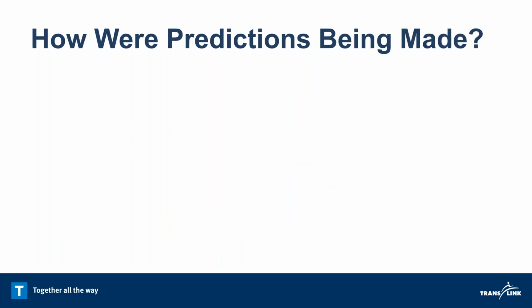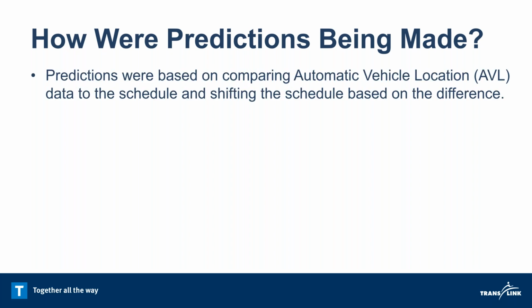Okay, so that's how the customer can get the NextBus information. But what exactly were we giving them? So the NextBus predictions were based on AVL data. And so if there was a difference between the bus leaving a stop and the scheduled time, that difference would simply be applied to the schedule. So for example, if a bus was 2 minutes late at a stop, our prediction would be the scheduled time plus 2 minutes for all the subsequent stops.